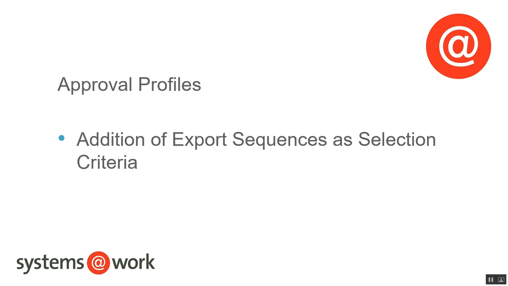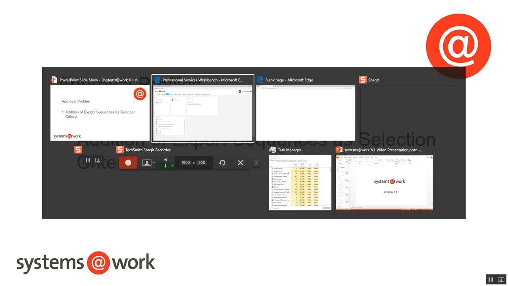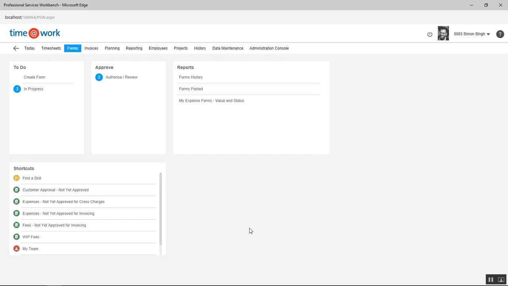Another small thing is that we've added export sequences as a selection criterion on approval profiles. This, for example, would enable you easily to prevent people from changing the approval status of transactions that have been already exported to an accounting system.